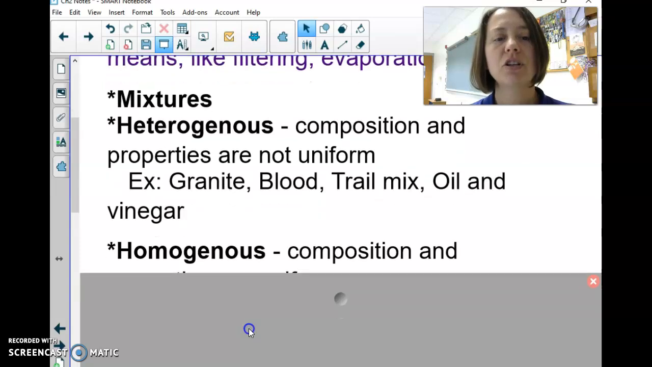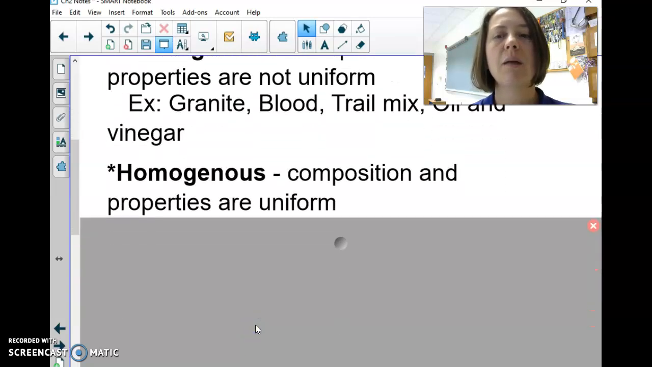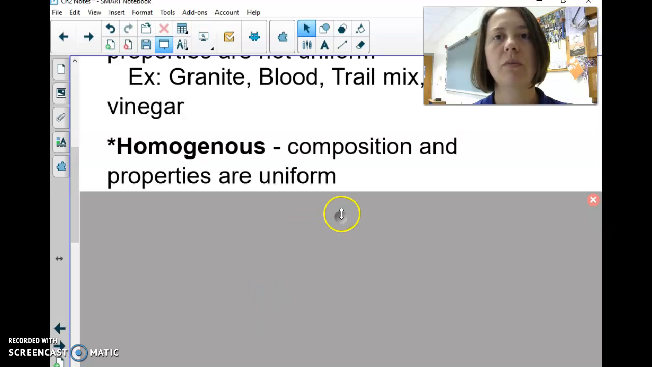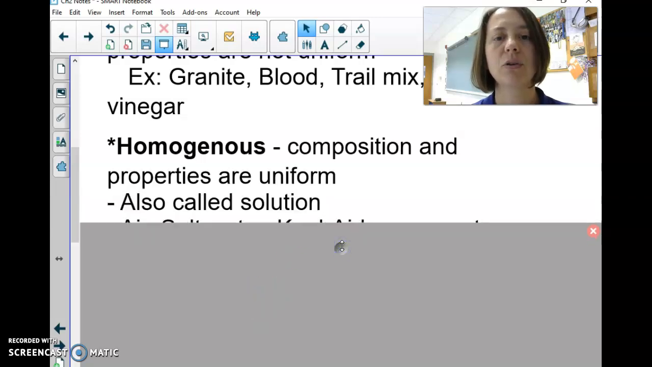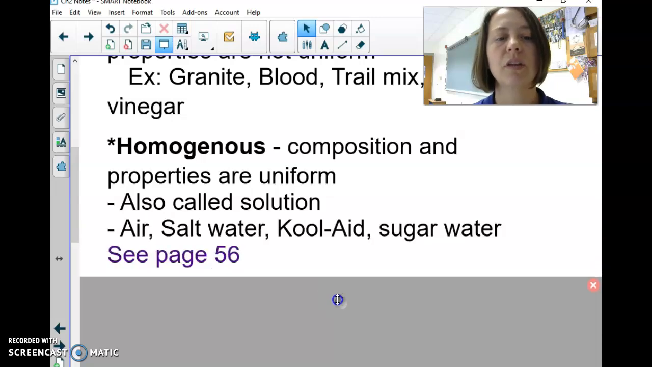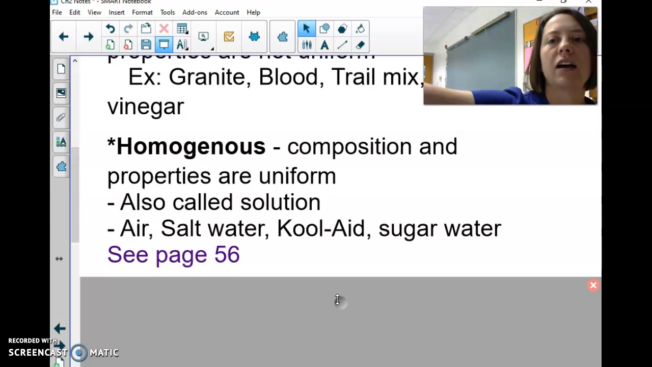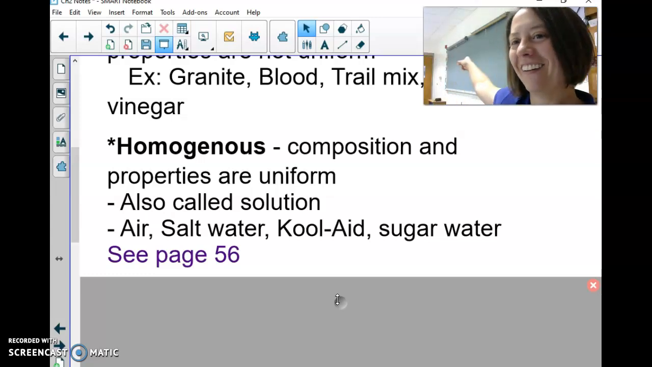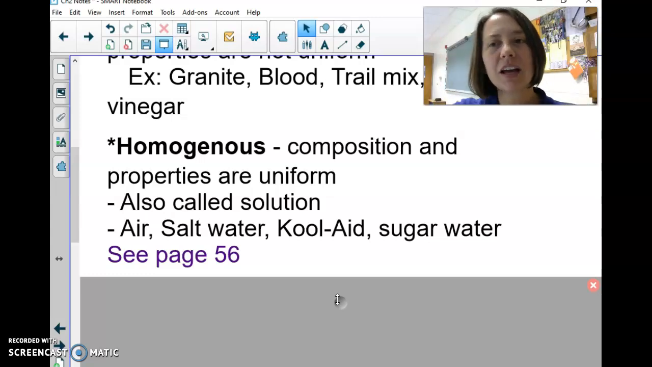So the opposite of heterogeneous is homogeneous, where the composition and properties are uniform. So they are the same all the way through, and these are also called solutions. So some examples of solutions are air. So if I were to breathe air over here, it's going to be the same 70% nitrogen as if I were to breathe it over in that corner over there. Kool-Aid, if you mix it up, that's evenly distributed from the top to the bottom, same as sugar water.